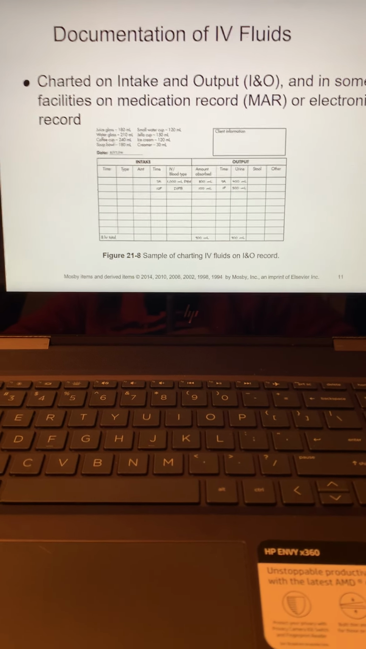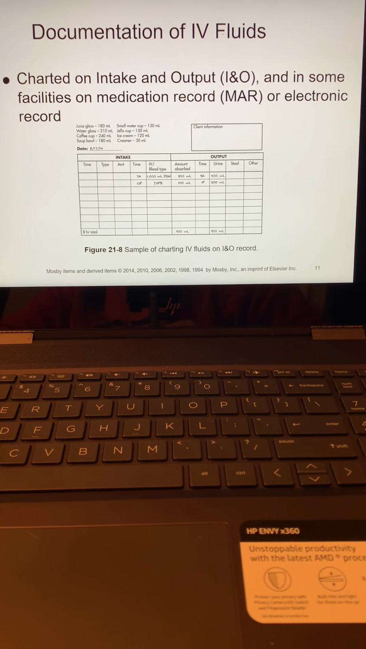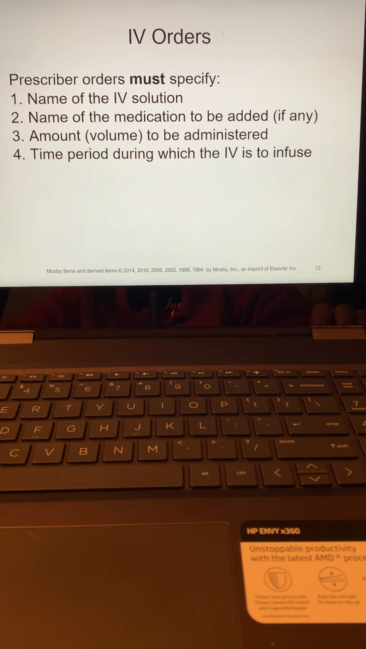Okay, so then we have documentation of IV fluids. This chart, don't memorize it or anything like that. Just know that whatever facility you're working at, you're going to have an intake and output record where you document the fluids that you give, and then you'll also have a medication administration record where you'll document the medication. If you have a medication that is in, say, 100 milliliters of fluid, you have to document in both places, so that the fluid and the medication are both accounted for.